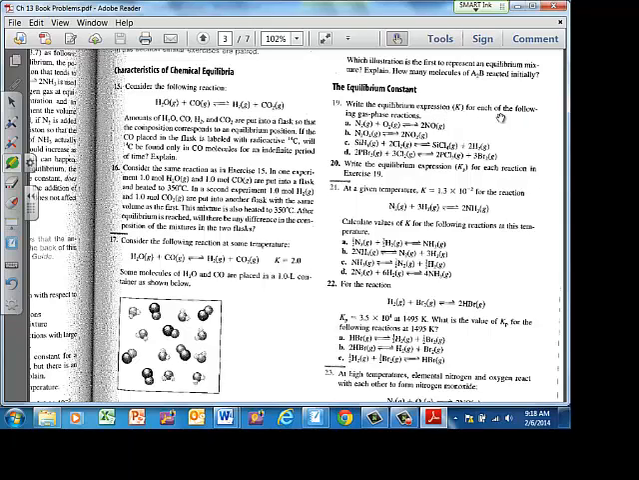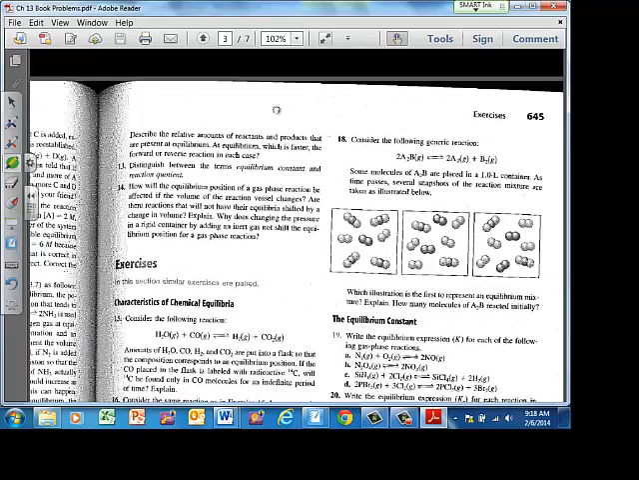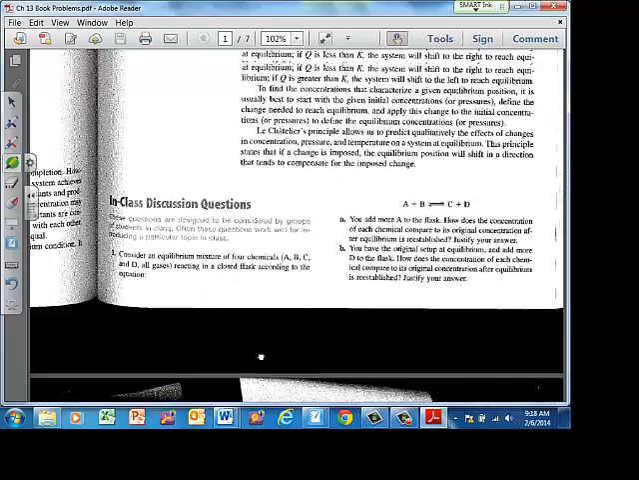Capital K, not lowercase k for kinetics, capital K for equilibrium. So we're making a shift. For each of the following gas phase reactions. Now gas phase is going to be really important for equilibrium, so you want to take note of what that is going to look like.